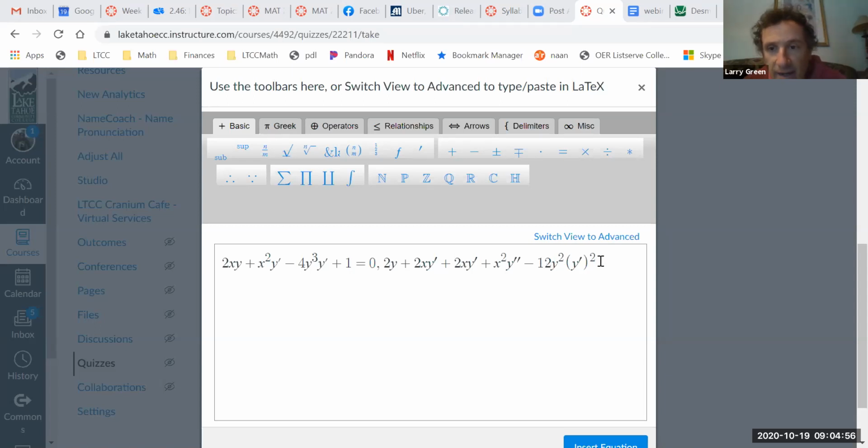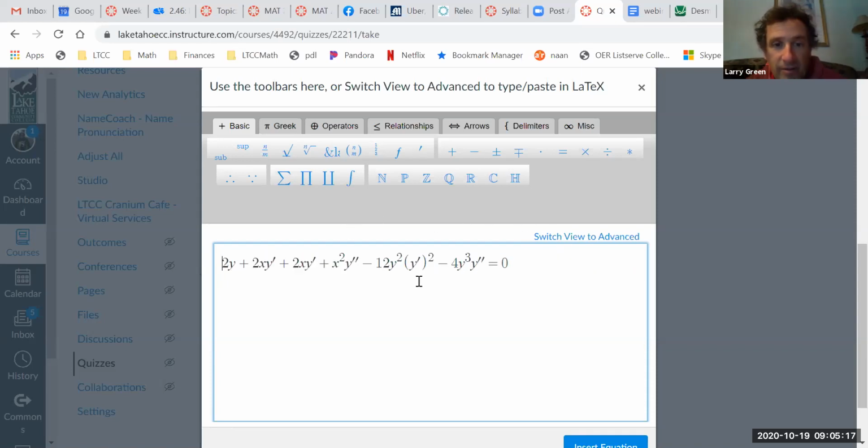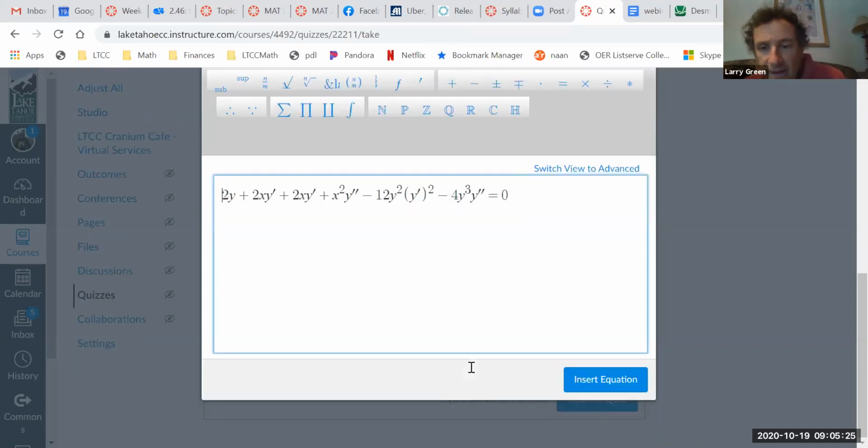Then we're going to go minus 4y cubed times the derivative of y prime, which is y double prime. And then the 1 goes away, because when you take the derivative of 1, you get 0. The derivative of 0 is also 0. And there's our second derivative right here. Any questions so far? Okay.